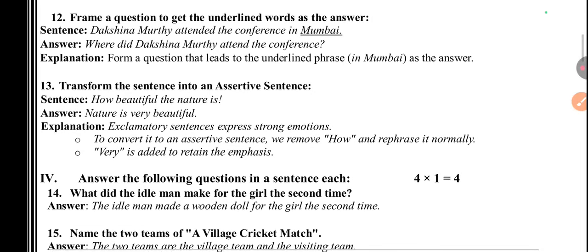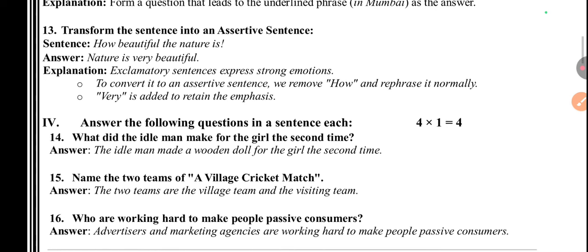Question number 12. Frame a question to get the underlined words as an answer. Sentence: Dakshina Murthy attended the conference in Mumbai. Where did Dakshina Murthy attend the conference? Form a question that leads to the underlined phrase, in Mumbai, as an answer.